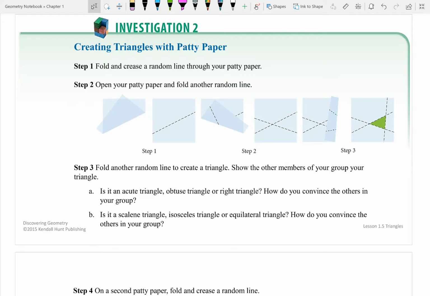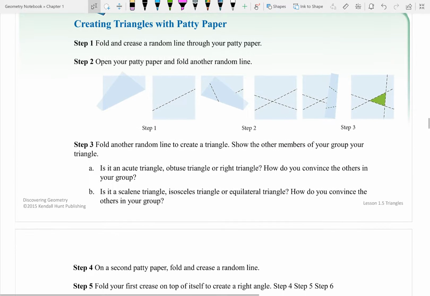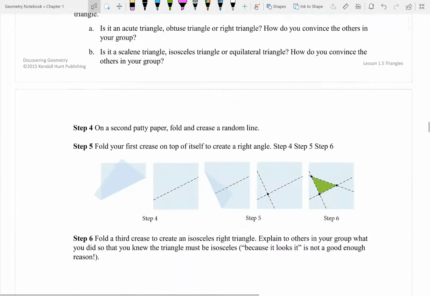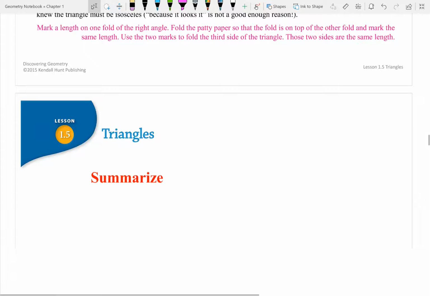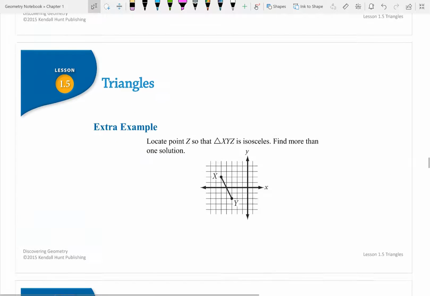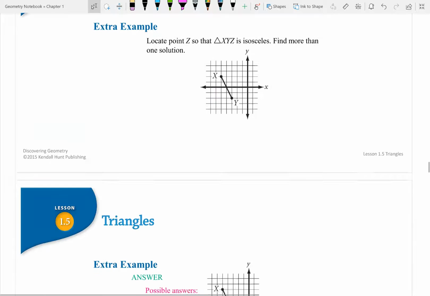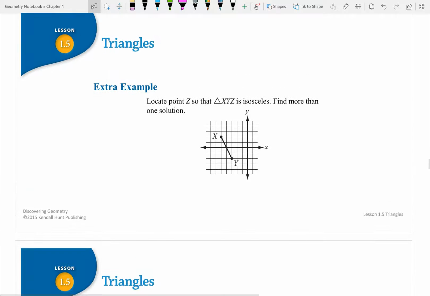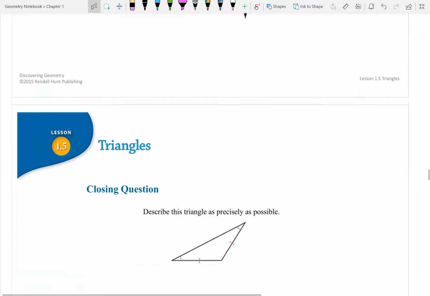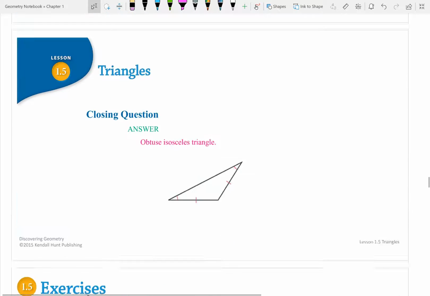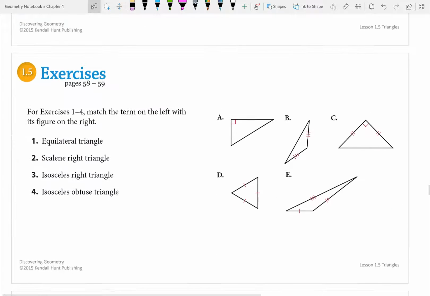Then you go ahead and complete this investigation, making a triangle. And there you go. Okay, cool.